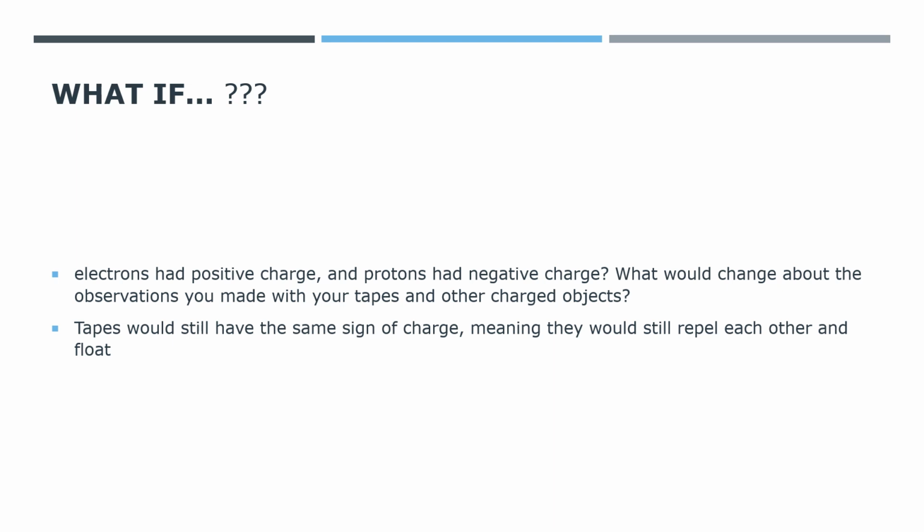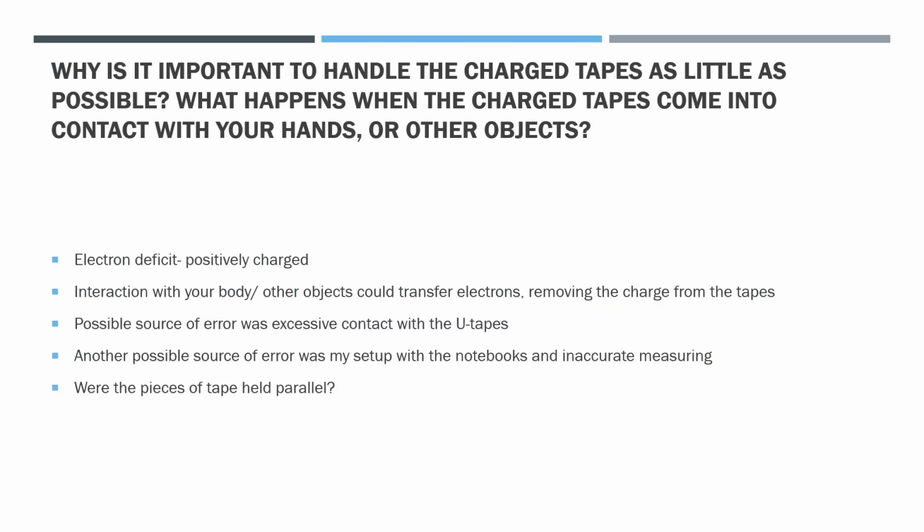The tapes would still have the same sign of charge, and they would still repel each other and float. The experiment would work the same way, but they would just have different charges. It's important to handle the charged tapes as little as possible because with an electron deficit, the tapes are positively charged, and interaction with our bodies, which are fairly neutral, could transfer electrons, removing the charge from the tapes. Other possible sources of error are excessive contact with the U-tapes, the setup of the notebooks, inaccurate measuring, or not holding the tape parallel enough.